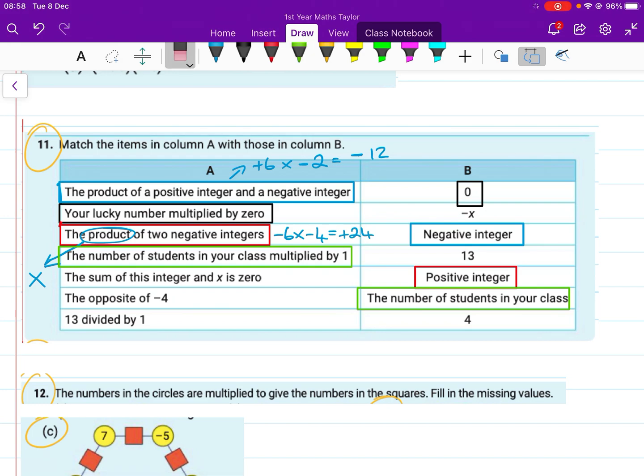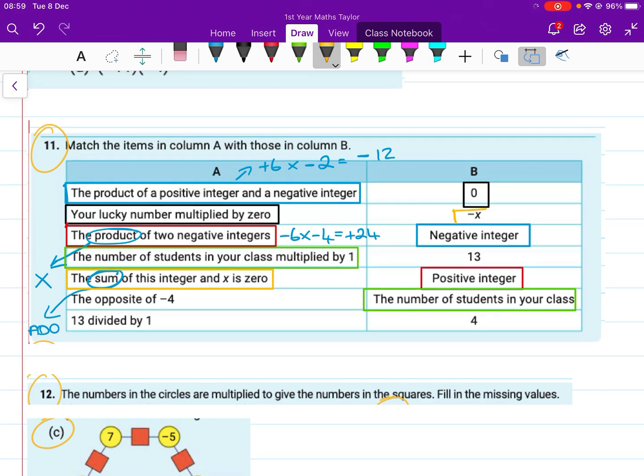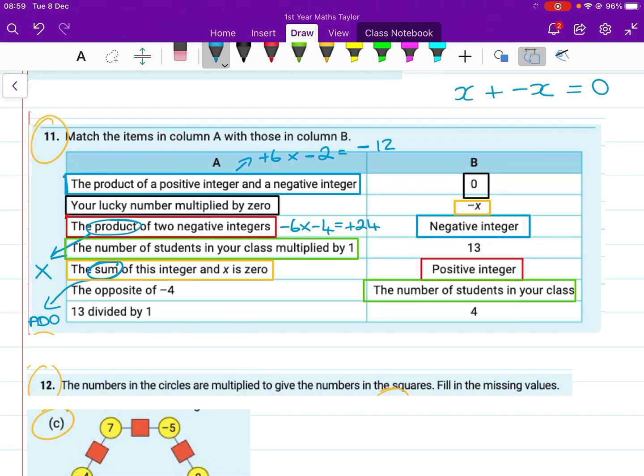Yeah? The sum of this integer and x is 0. So the sum, do you remember what that means? Sum is when you add. So if you add a number and x, you get 0. A little bit tricky, I think, but that's where the x on the other side is coming from. So if you add this integer and x, you get 0. So what they're saying is if you add x and minus x, you get 0. We don't really know x's yet, so let me try and make it a number.